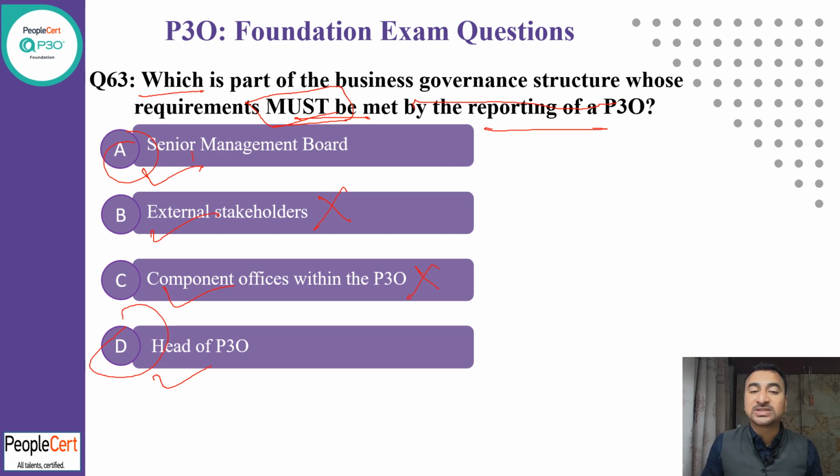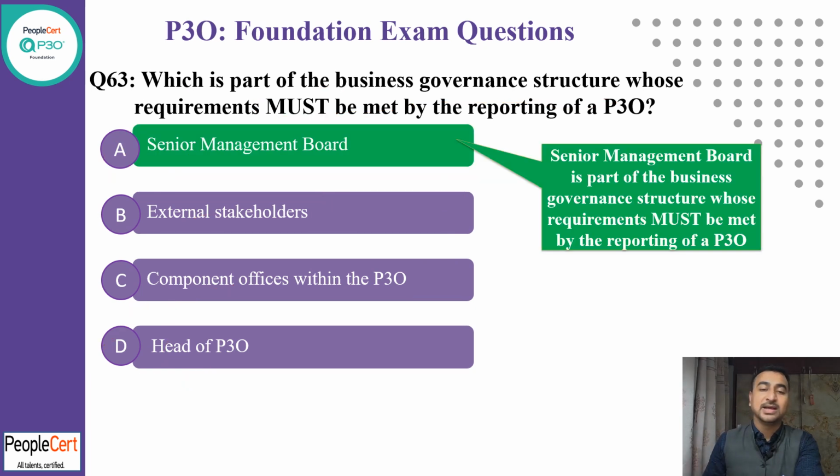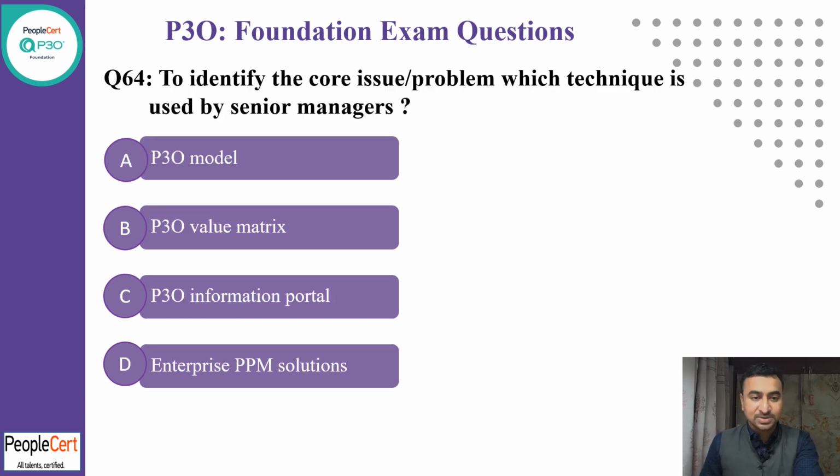And they ask which is the business governance structure whose requirement must be met by reporting of a P3O. Reporting of the P3O means the head of the P3O should match the requirement. So I believe A would be the correct answer. Yes, that is the correct answer, and the rationale is already given over here. I leave it up to you. You can read and recall the concept. Let's move to number 64.